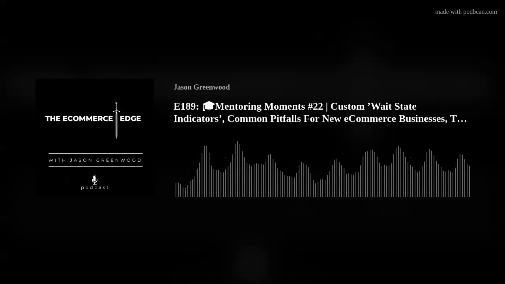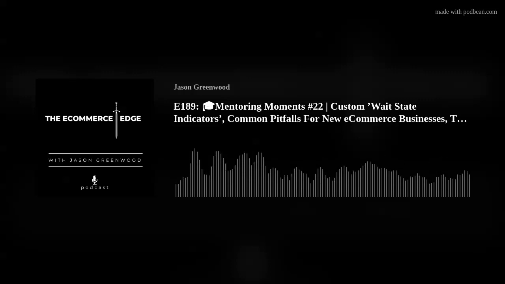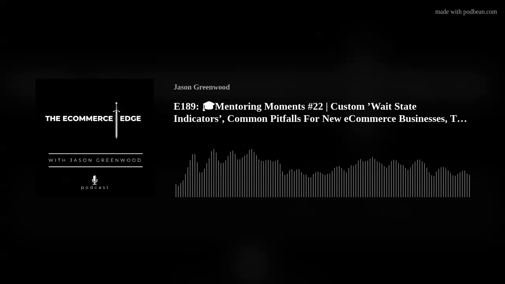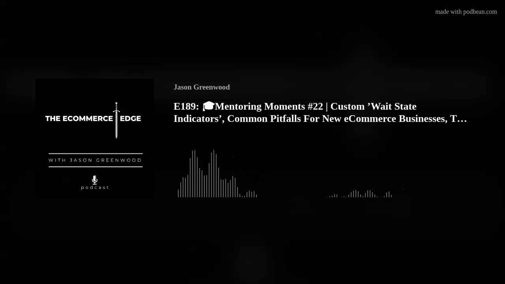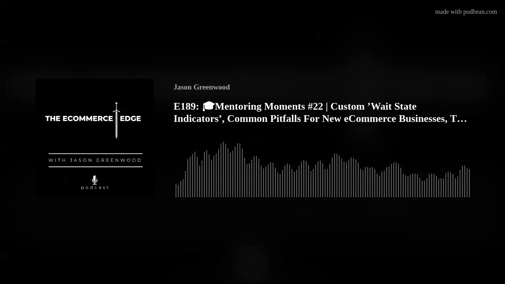Interesting. The term wait state indicator is new to me. I know exactly what it is. Obviously, I've seen it before. But if I write that in a job post or on a LinkedIn post, would developers know what I'm talking about, or would I seem clueless? No, that's a pretty common term.